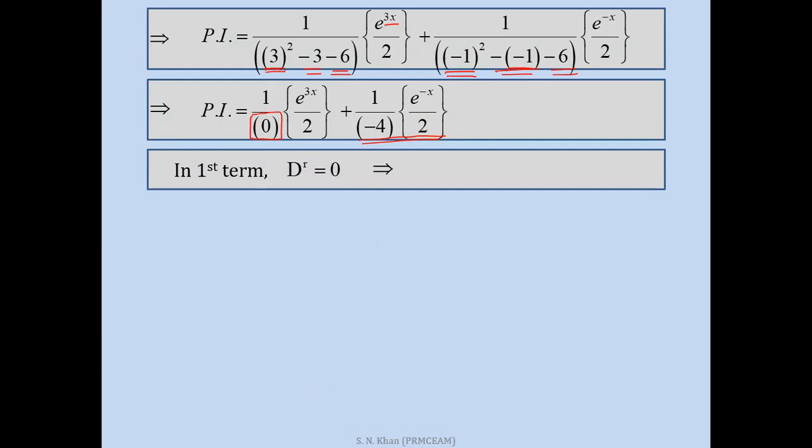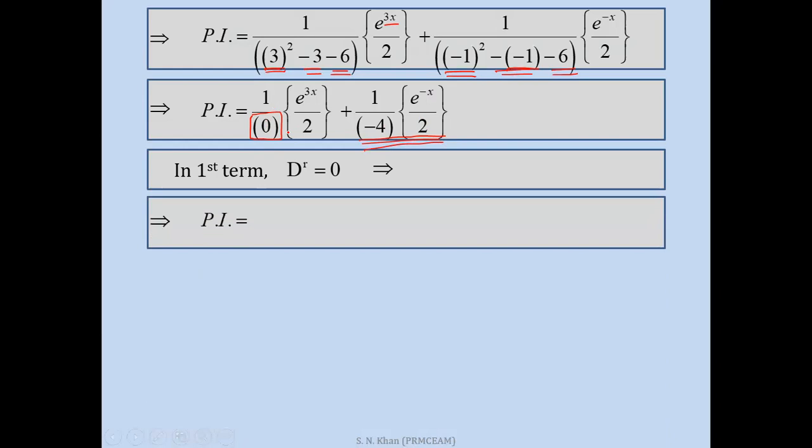अभी डिनोमिनेटर अगर 0 आता है तो उसके लिए मेथड पता है. We have to multiply it by x and we have to take the derivative of the operator. x से मल्टीप्लाई करना है और ऑपरेटर का डेरिवेटिव लेना है. So second term में हम कुछ भी चेंज नहीं करेंगे, we will keep the second term as it is and we will simplify the first term.